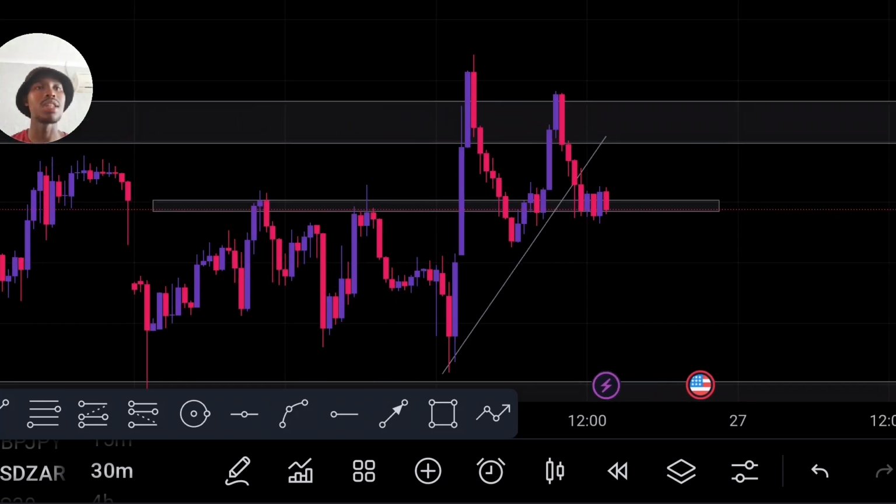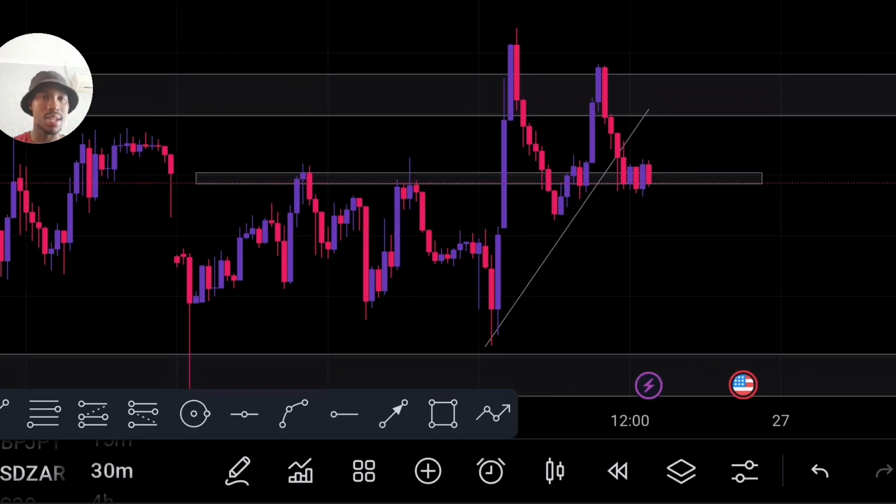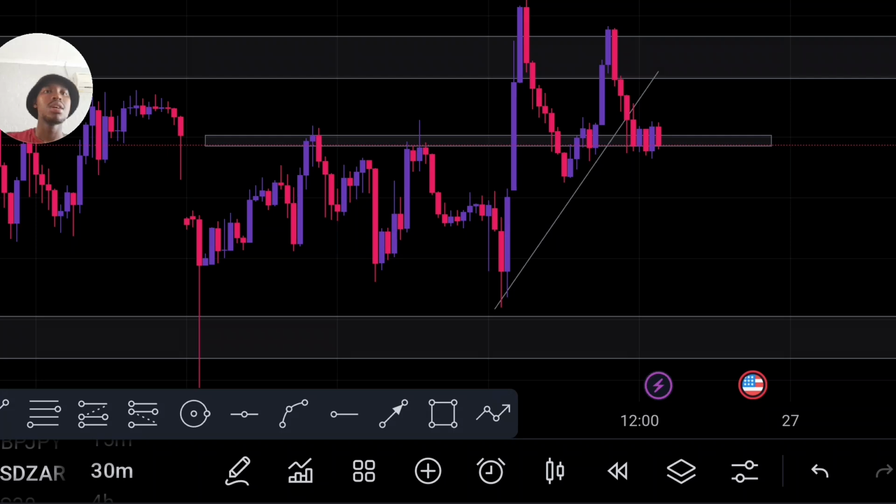I wouldn't consider that a double touch, but it looks clean. But we do want price to break this level over here. This is a very important level for price to break. We want price to break that level there. Let me just highlight that so that we can know what we're looking at.